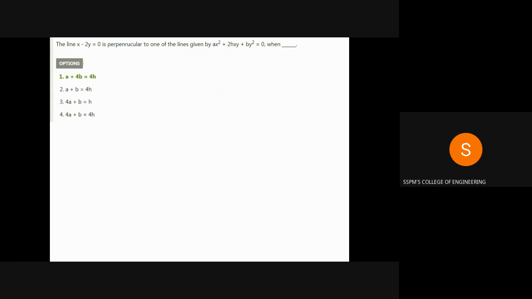So next question. The line x minus 2y is perpendicular to one of the lines given by this equation. So this is the equation of the lines, and the question says that the line x minus 2y is perpendicular to one of the lines. So we will have to find the slope first. Again we will use the auxiliary equation here.